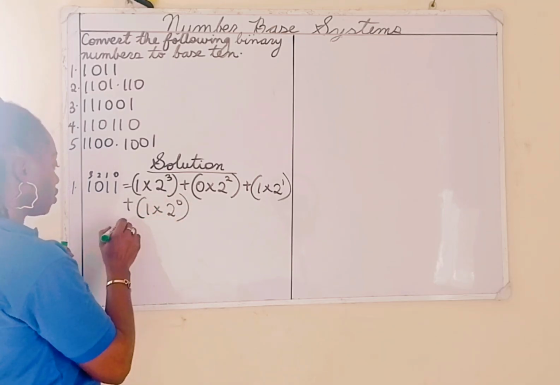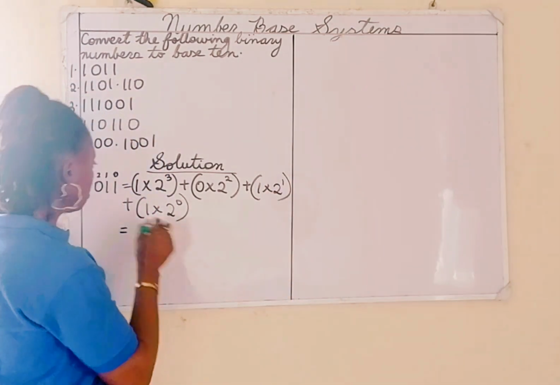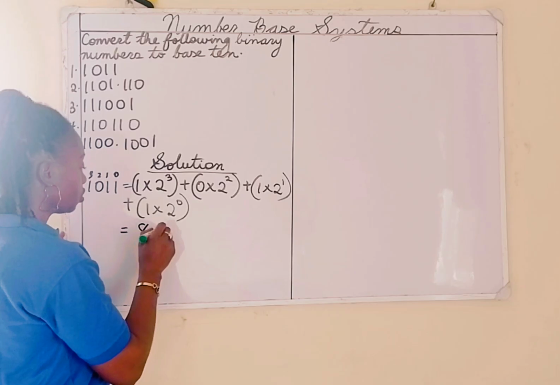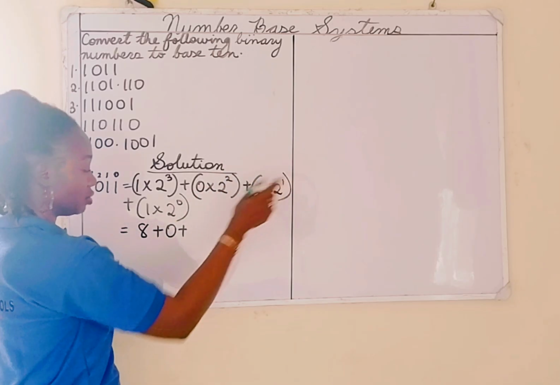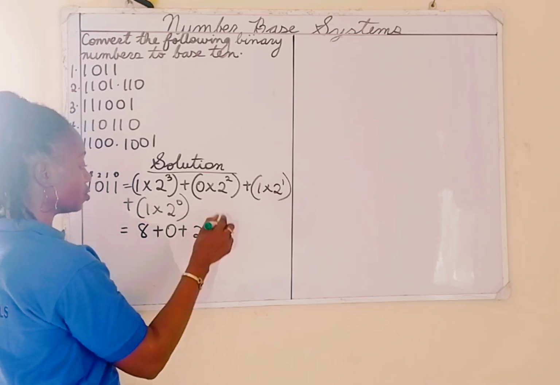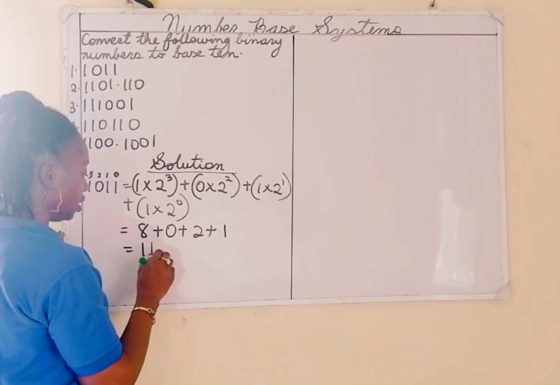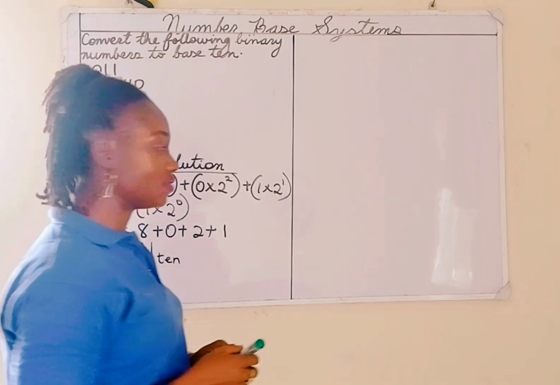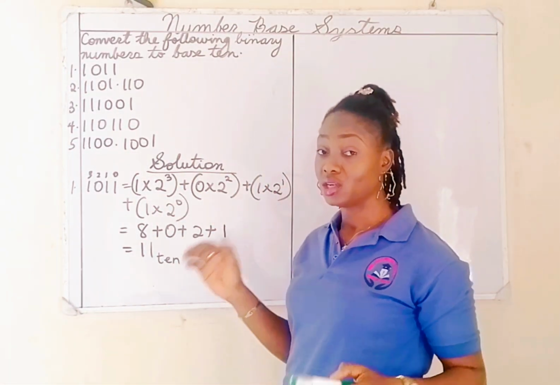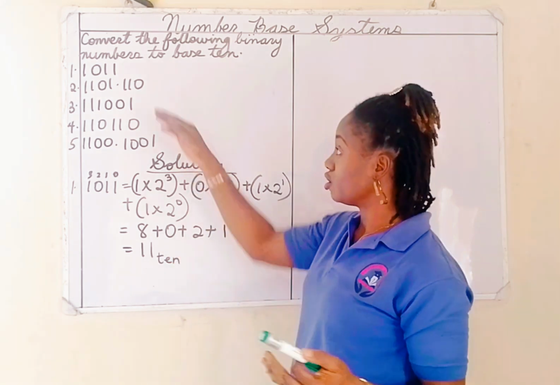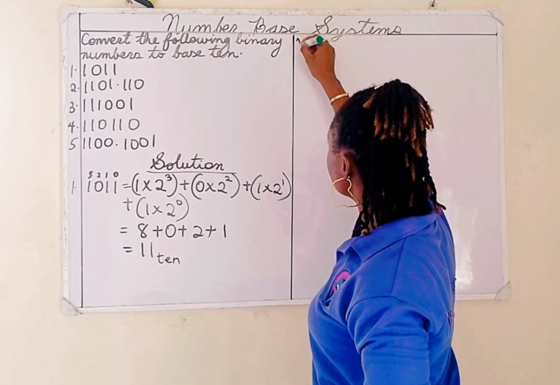So from here, we're going to expand. What is 2 to the power of 3? That's 2 times 2 times 2, and that is 8. So we have 8 plus 0 times 4 is equivalent to 0, plus 1 times 2 is 2, plus 1 times 1 equals 1. So we have 8 plus 2 is 10 plus 1, 11 to base 10. And that's the final answer. When you're given questions like this to convert binary numbers to base 10, just have it at the back of your mind that binary numbers are numbers in the base of 2. Alright? Question 2.